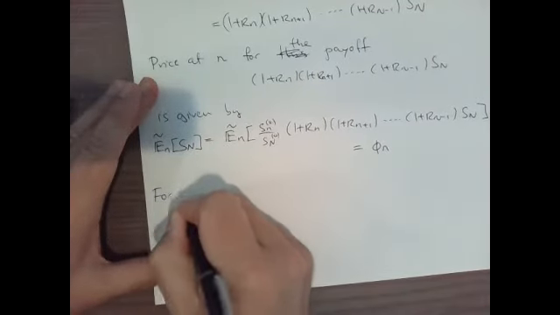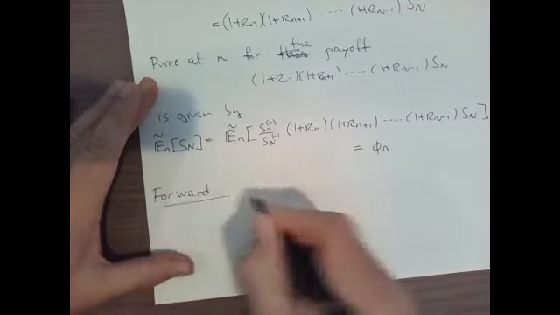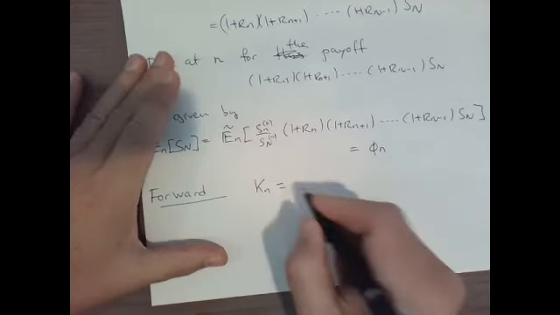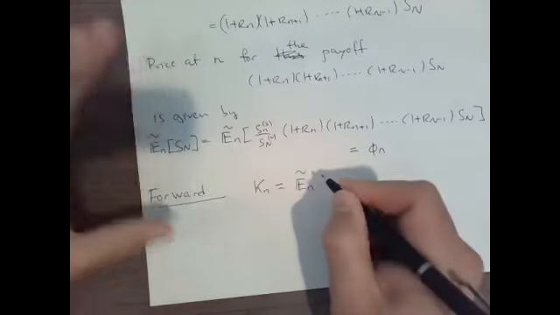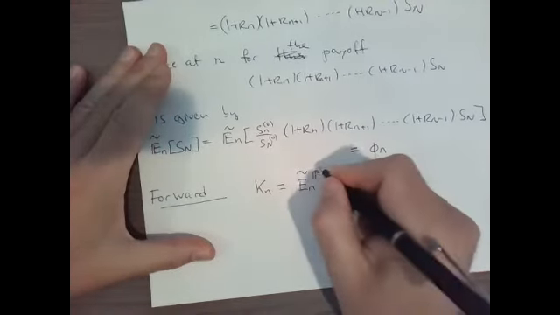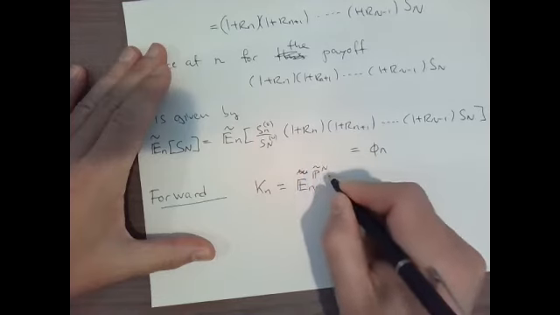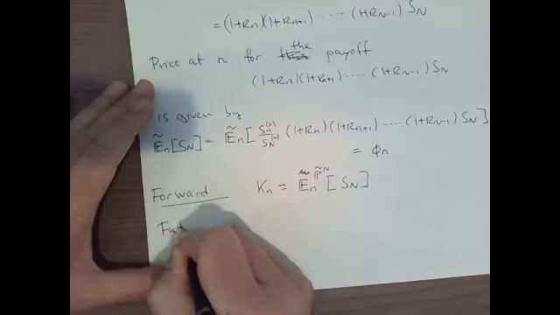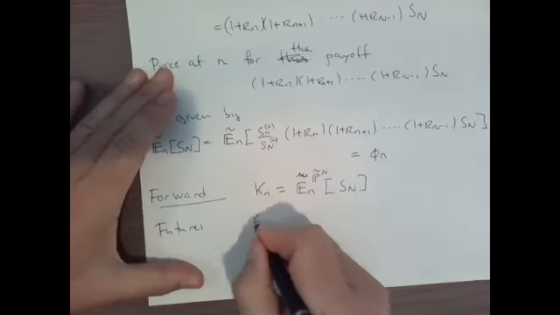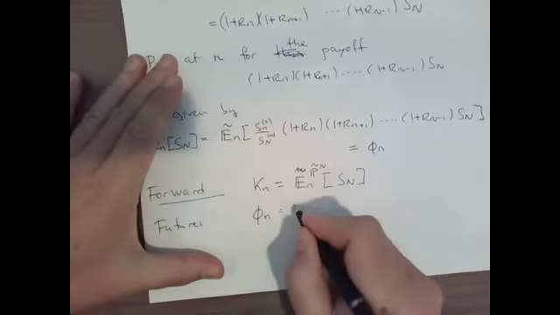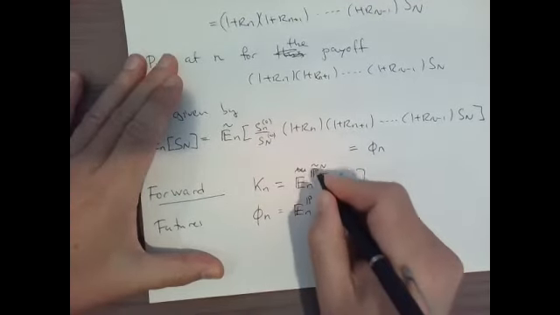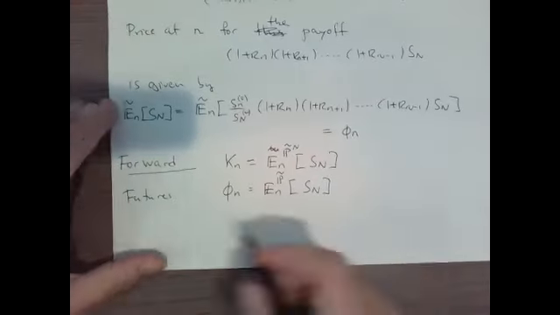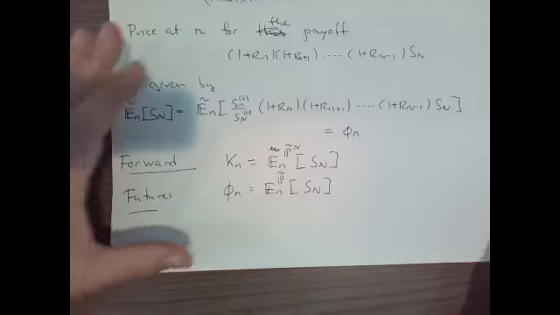So to summarize, if I'm looking at forwards, the forward price, Kn, is equal to the expectation under the forward measure of the terminal value of Sn. In the futures, this is given as phi n equal to E tilde n, but there are no forward measures. This is just the risk neutral one. Right, and they're the same.